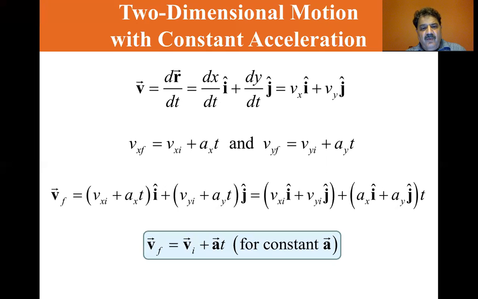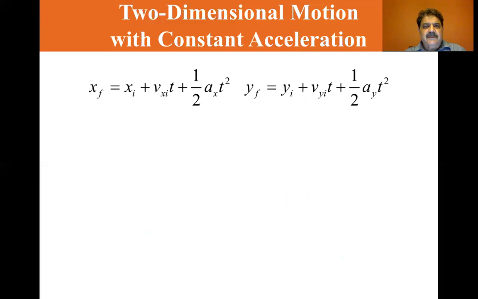Now, we can rewrite it as v final equals v initial plus at in vector form for constant acceleration. Because you'll see that vxi i plus vyi j is the velocity vector portion, and ax i plus ay j is the acceleration portion, and the t is just a scalar. Okay? All right, let's continue on.